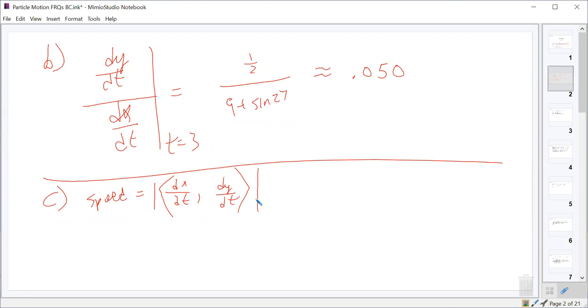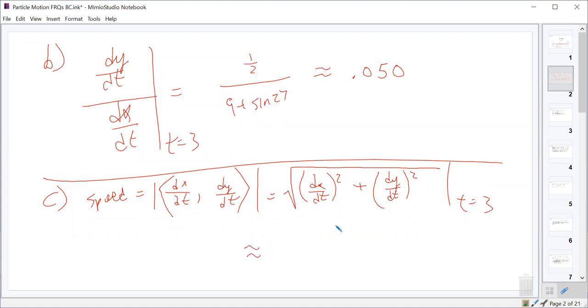Well, how do you find the absolute value of a vector? Pythagorean theorem, exactly. It's just the magnitude of that vector. So this ought to be the square root of dx/dt squared plus dy/dt squared, evaluated at t equals 3. And your calculator will tell you what that is. You don't need to actually do anything other than write this out. And what do you get? 9.969.